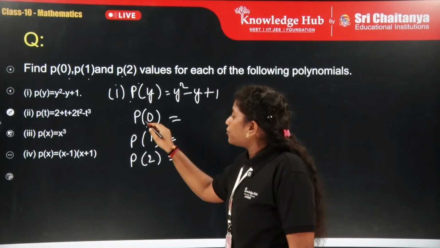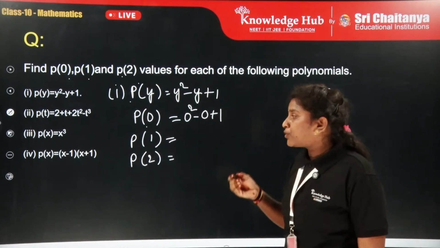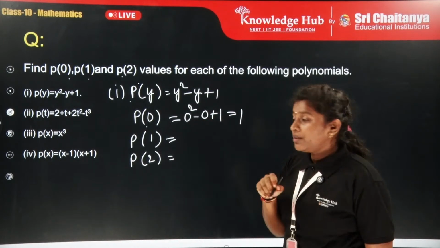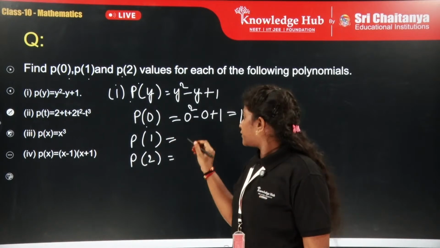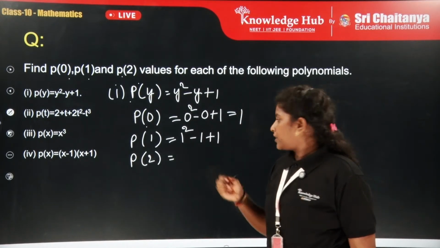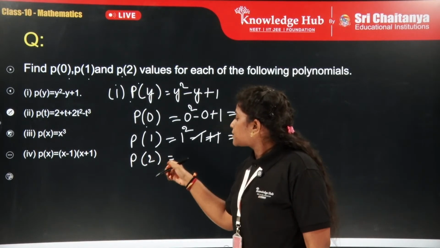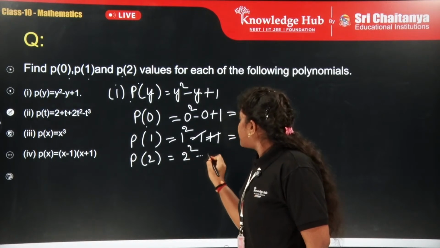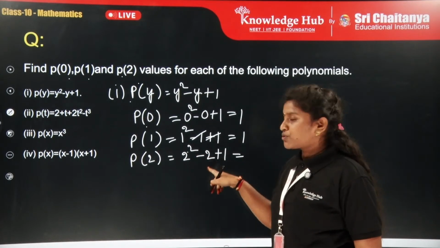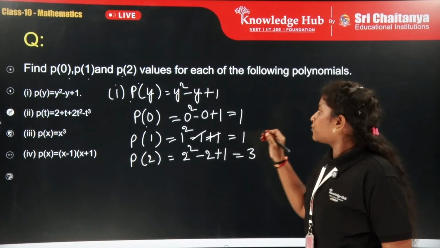So now if you want to find the p of 0, it will be 0 square minus 0 plus 1. So we know that 0 square will give you 0, 0 minus 0 is 0, 0 plus 1 will give you 1. Okay. Now moving to the next, p of 1 value we have to find. So that becomes your 1 square minus 1 plus 1. 1 square value is 1. And now plus 1 and minus 1 will get cancelled and you will get 1. Okay. Now moving to the next, p of 2 value, that becomes your 2 square minus 2 plus 1. Okay. 2 square will become 4 and 4 minus 2 will give you 2 and 2 plus 1 will give you 3.